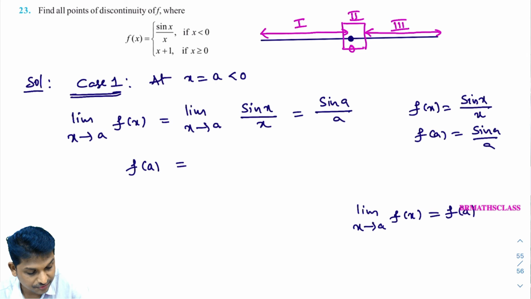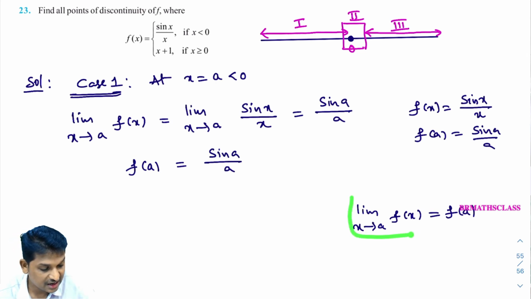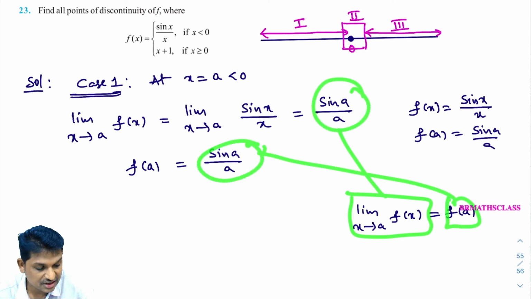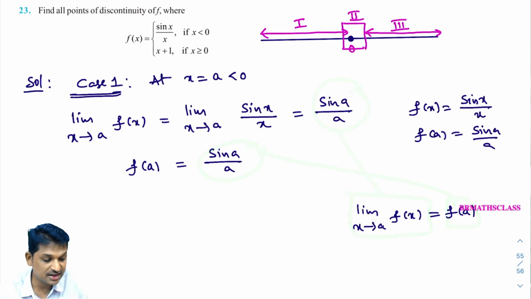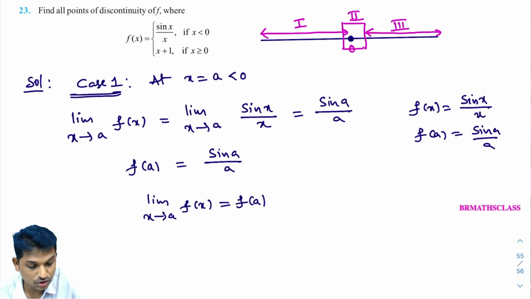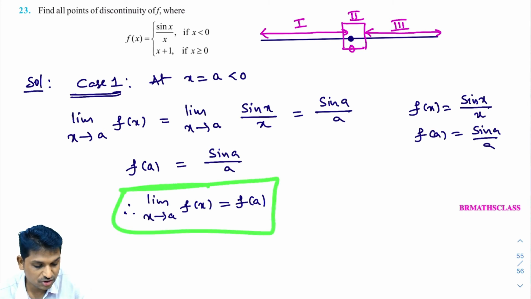So f of a is sin a divided by a. I calculated this one and got sin a divided by a. I calculated this one, and this is also sin a divided by a. So I can say that limit x tends to a, f of x equals f of a. This holds good. Therefore, limit x tends to a, f of x equals f of a.